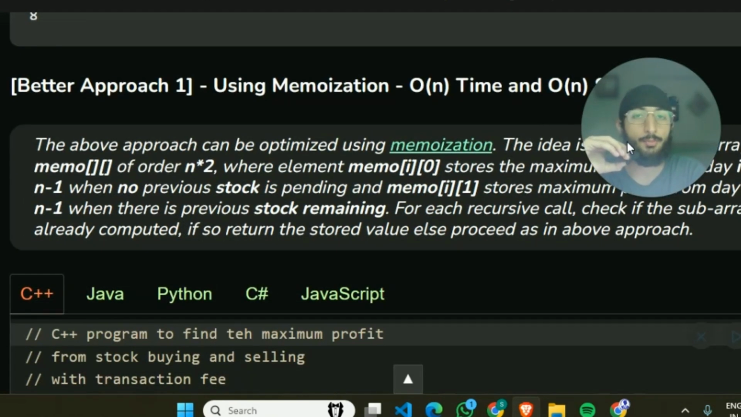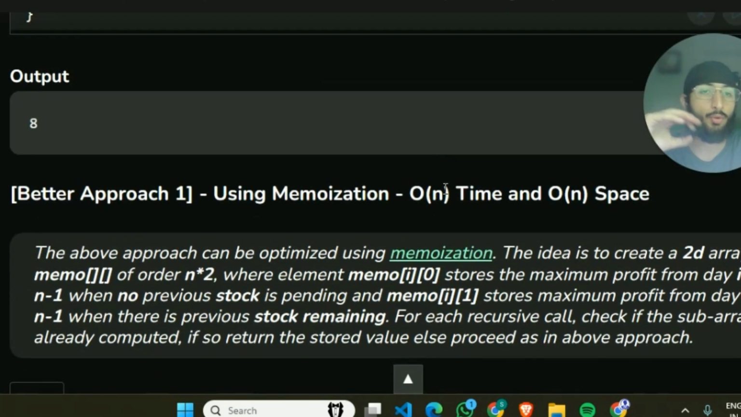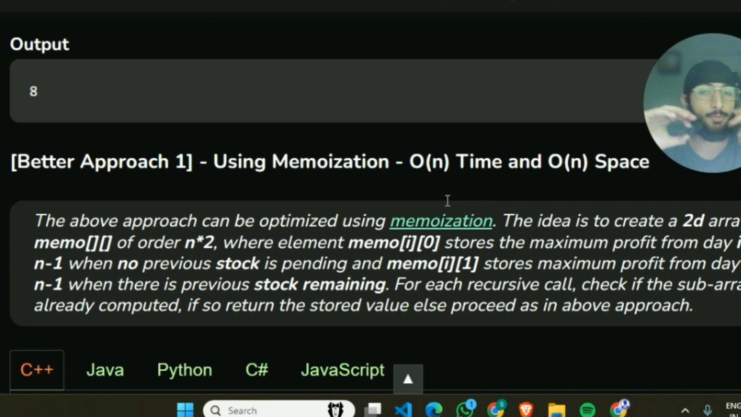Now we're going to the better approach, that is using memoization, that takes O of n time and O of n space. Now the above approach can be optimized using memoization. So the idea is to create a 2D array memo of order n by 2, where element memo of i comma 0 stores the maximum profit from day i to n minus 1 when no previous stock is pending, and memo of i comma 1 stores the maximum profit from day i to n minus 1 when there is a previous stock remaining. For each recursive call, check if the subarray is already computed. If so, return the stored value, else proceed as in the above approach.